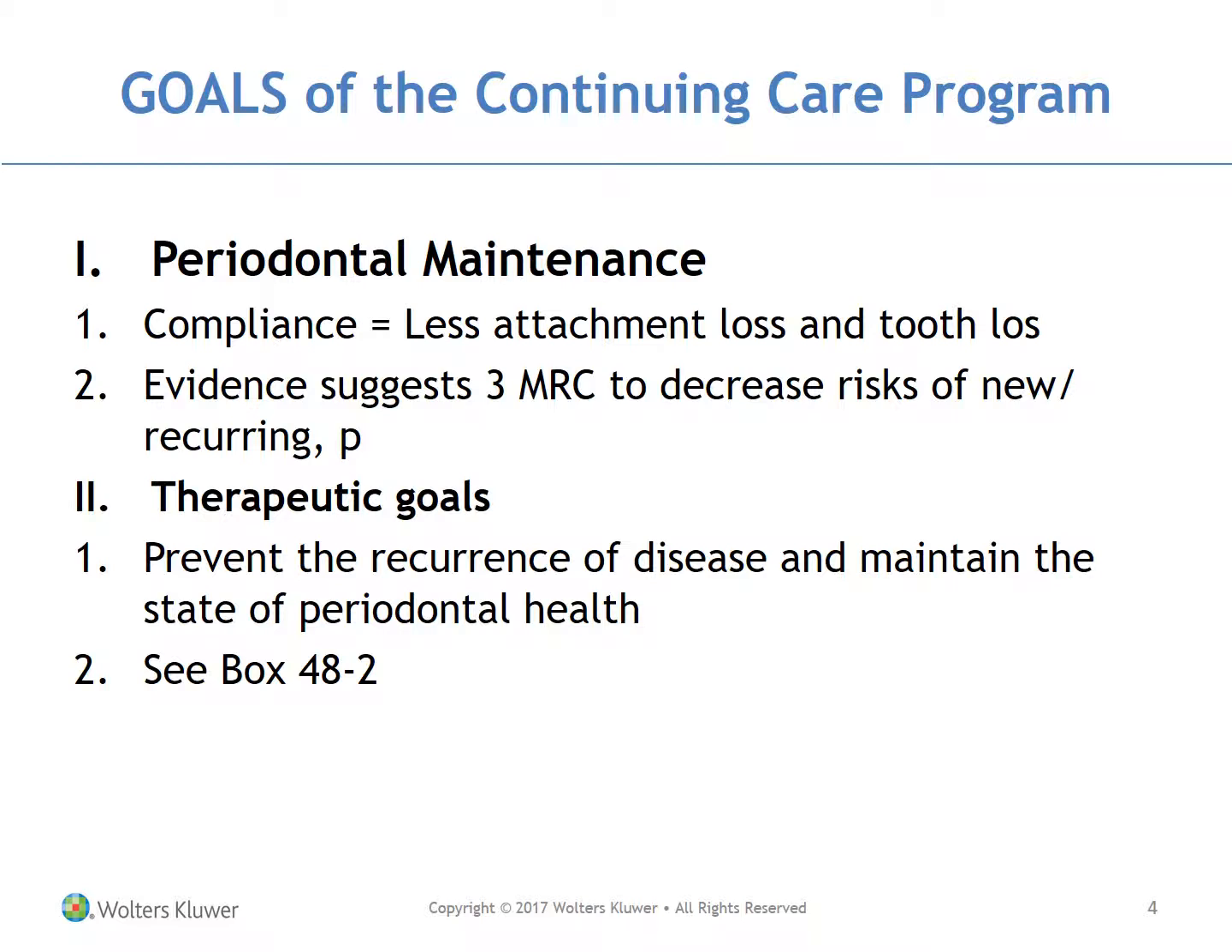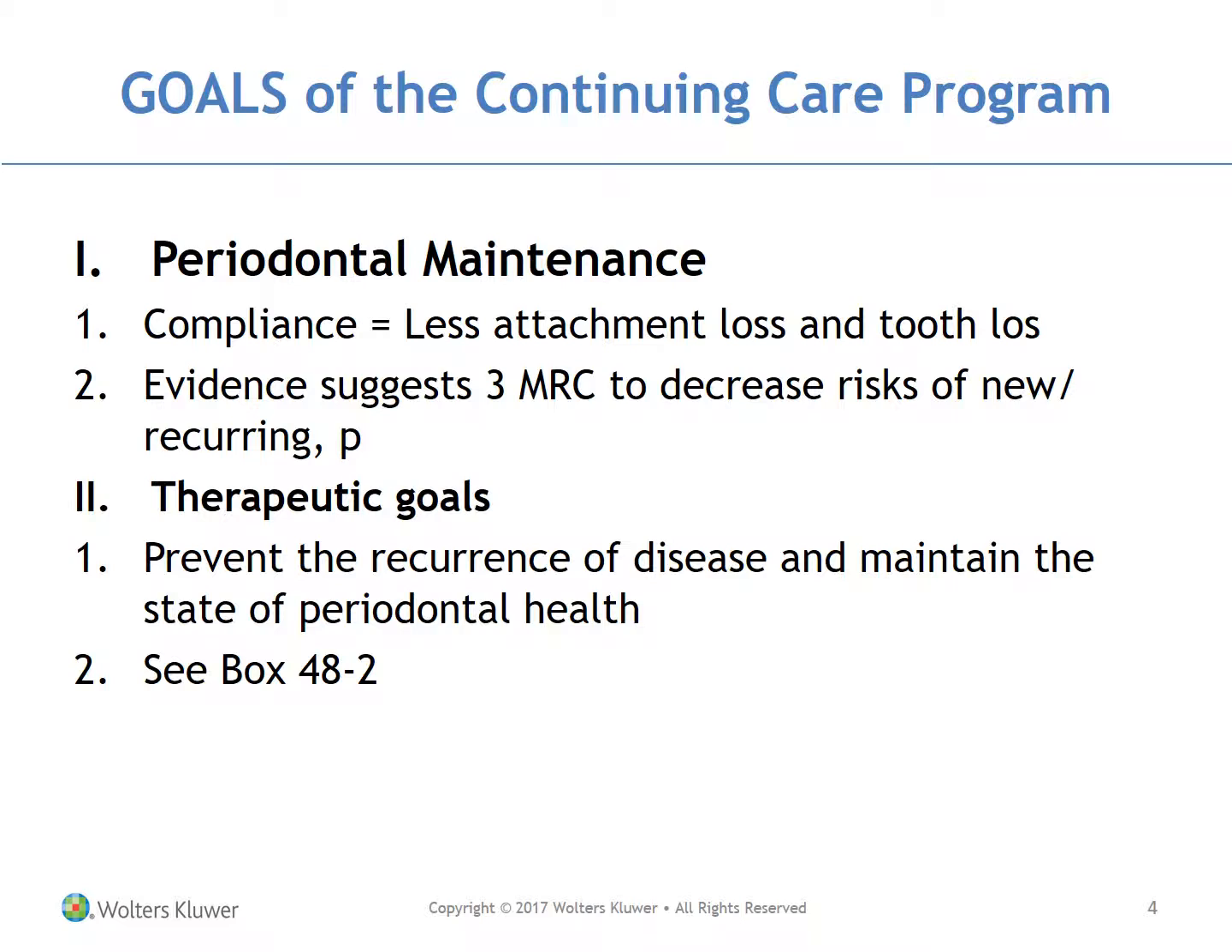Number one, periodontal maintenance. Patients who comply with regular periodontal maintenance intervals have less attachment and tooth loss. It is proven that a 3-month recall works, okay? Period. It's very important. It's an important part of the care plan. Evidence suggests patients with a history of periodontal disease need to be seen 4 times a year. I want you guys all to write that down. Need to be seen 4 times a year to decrease the risk of progression of the disease.